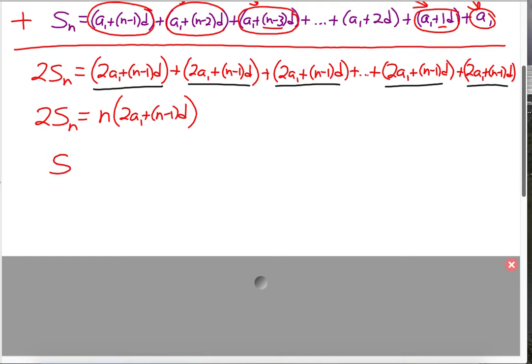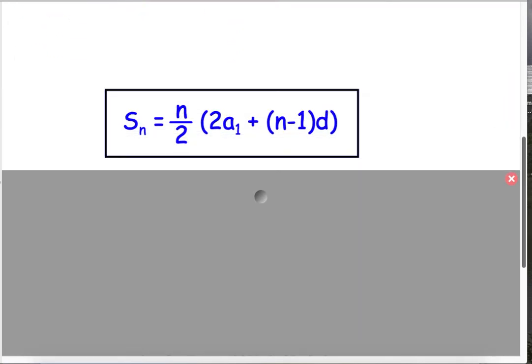Now if I just divide by 2, I now have a formula for the sum of the first n terms in an arithmetic sequence. And so now I don't have to, like in that last problem with those fractions, try and add all these things together. If I know n, and I know a sub 1, and I know the common difference, I've got my formula. So here you go. We have just generated this. We've proven it actually. S sub n is n over 2 times the quantity 2a sub 1 plus n minus 1 times d. Now this formula you'll see a lot in textbooks.